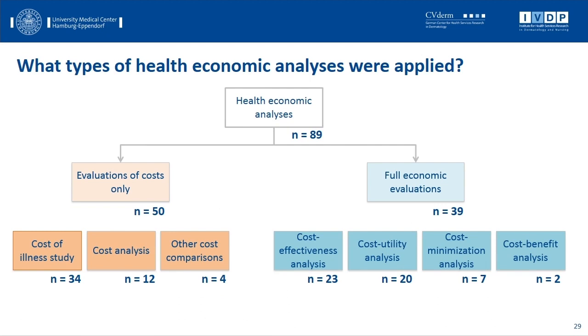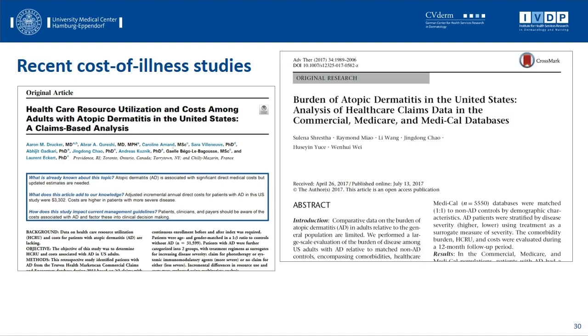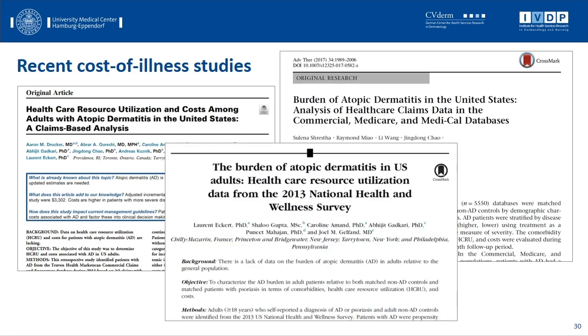There were several study types applied in health economic research in atopic dermatitis, and 35 cost of illness studies were found. One is from one of our speakers, Drucker et al., and from Schwester et al., which was a recently conducted cost of illness study, and also from Eckert et al. For example, Eckert et al.